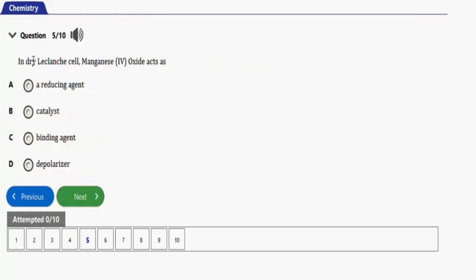It says, in dry cell, manganese IV oxide acts as, we have a reducing agent, catalyst, binding agent, depolarizer. The right option is option D, depolarizer. Alright, very important. The next question will be this one.